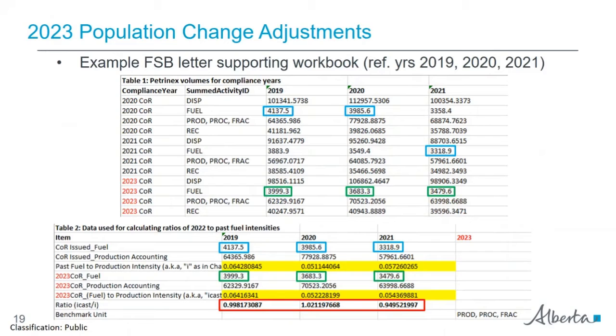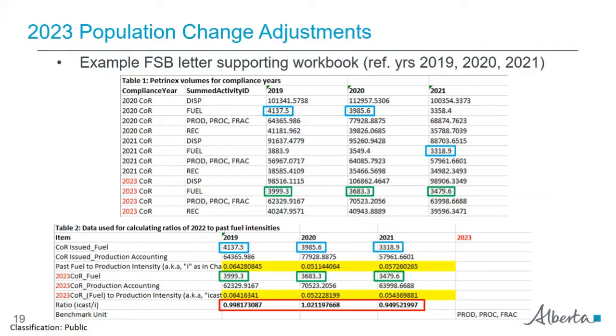I believe some of you have seen the 2022 FSP calculations workbooks sent out this past spring, and you may have attended the last webinar in March this year. If so, these two tables would look familiar to you. As a reminder, these population change adjustments are done for aggregates that do not submit their own applications.